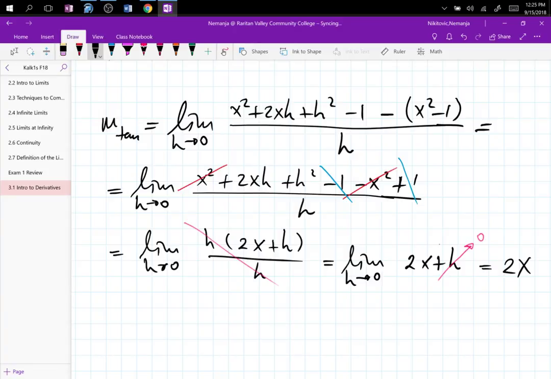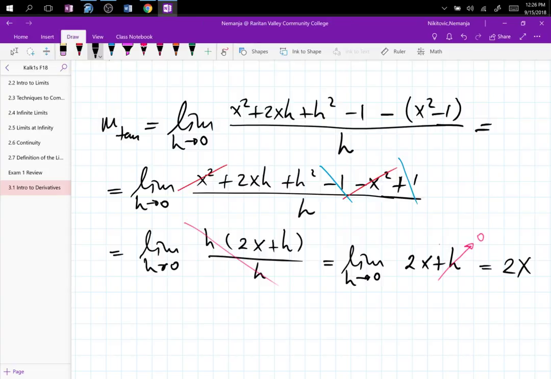We got 2x at the end. What was the tangent line when I had a to be 3? Look in your notes. It was 6. What was the tangent line when I had 5? 10. How about negative 7? 3 times 2, 6. 5 times 2, 10. Negative 7 times 2, negative 14.